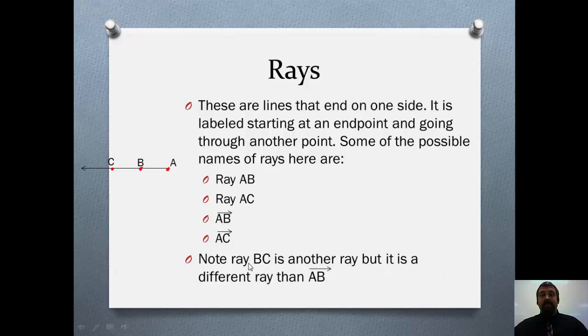Please note that there is another ray in this picture that we can name. If I started at B and went through C, that's a different ray. It's not including segment AB. It's just going from B over.